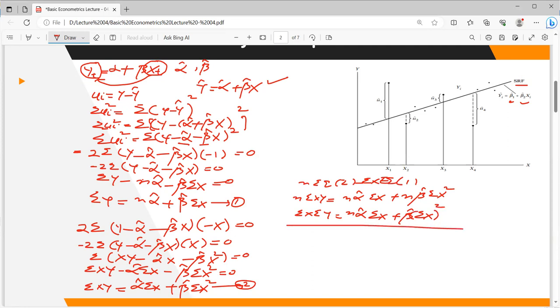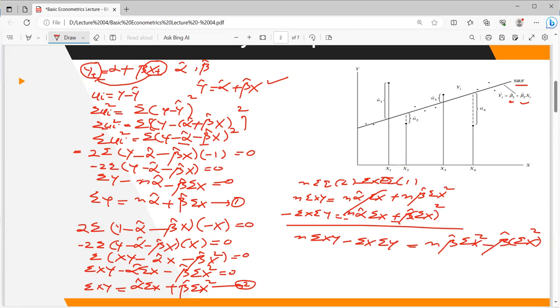So by subtracting this equation, you can write it minus and minus. If we compare this, you can cancel out this one. So you can write finally n summation xy minus summation x summation y is equal to n beta estimated summation x squared minus beta estimated summation x whole square.